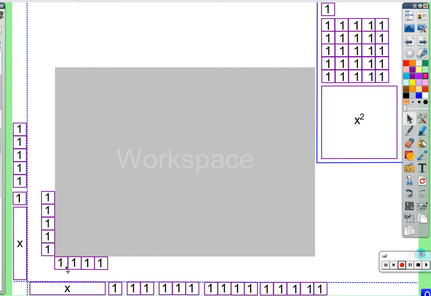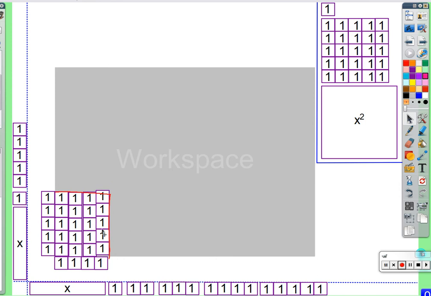So 5 times 4, the product of 5 and 4, will be 20. I can show that by creating this rectangle right here. That's 5. 1, 2, 3, 4, 5, and so on for each of the 4 rows. Obviously the area of that is 20. 5 by 4, 5 times 4.